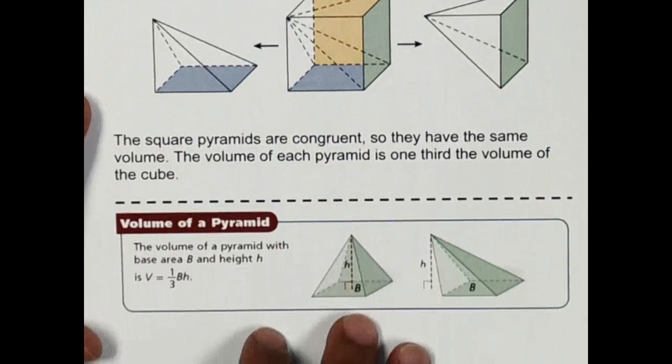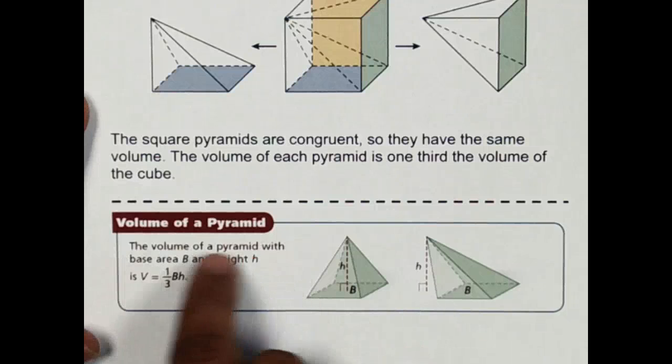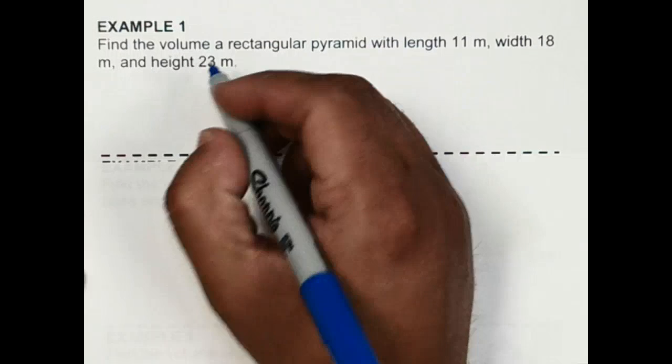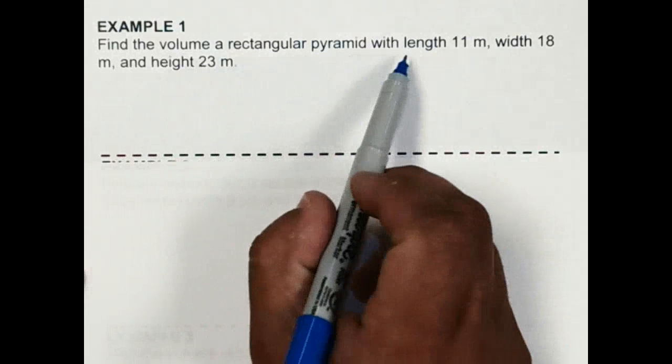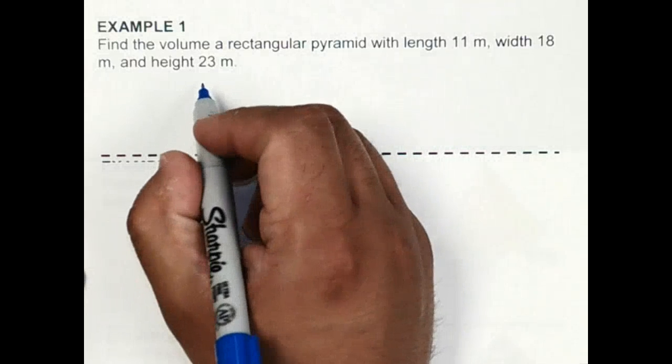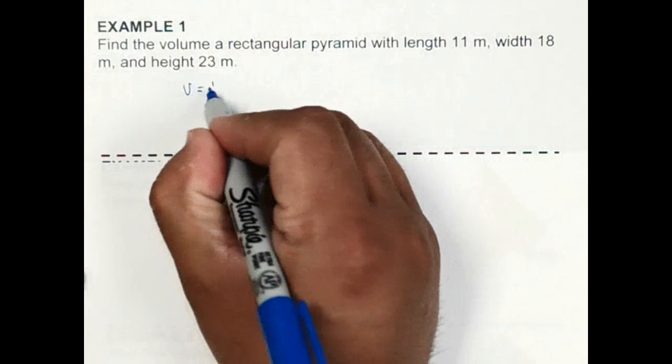That generates this formula down here. The volume of a pyramid with base area B and height H is 1/3 the area of the base times the height. Alright, so let's look real quick at this first example. Volume of a rectangular pyramid with length 11, width 8 meters, and a height of 23 meters. We want to find the volume.